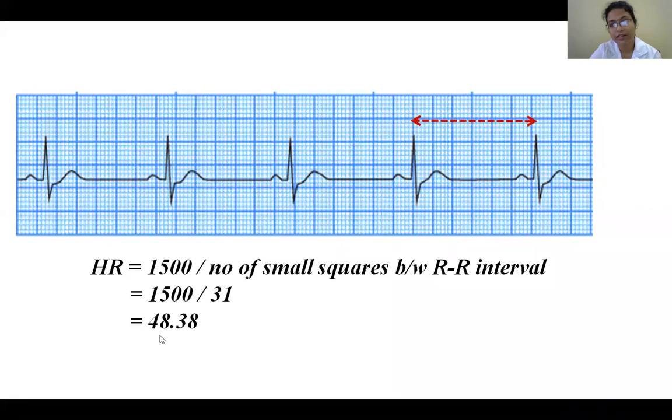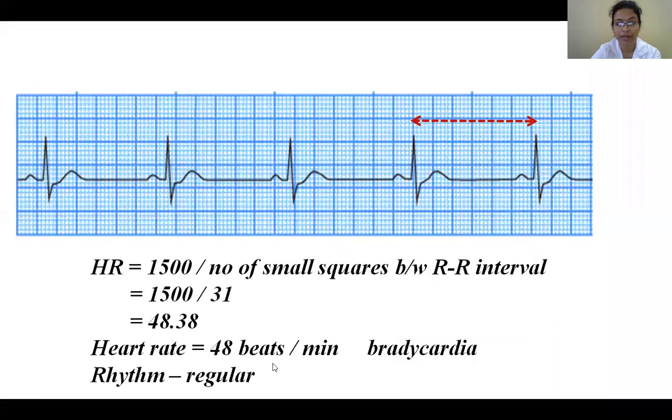Now is this heart rate normal? No, because the heart rate is less than 60. So this is bradycardia. So this is sinus bradycardia. Why sinus bradycardia? Because the morphology of P wave, QRS complex and T wave are maintained. The only thing is heart rate is less than 60. So this is sinus bradycardia.